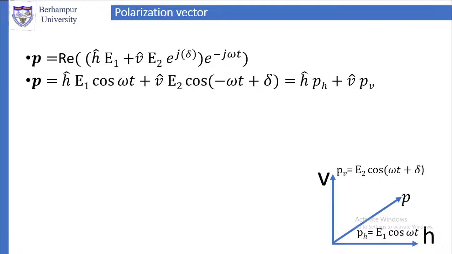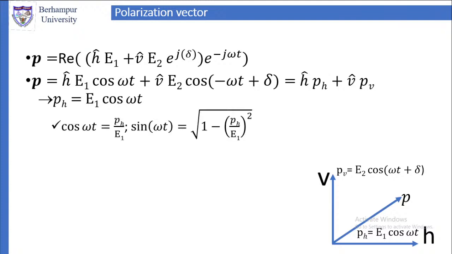So we have two components, one is horizontal component, one is vertical component. For the horizontal component we can write pH as the horizontal component of the polarization vector, and PV as the vertical component of the polarization vector. So pH is equal to E1 cos omega t and PV is equal to E2 cos of minus omega t plus delta. So pH is equal to E1 cos omega t.